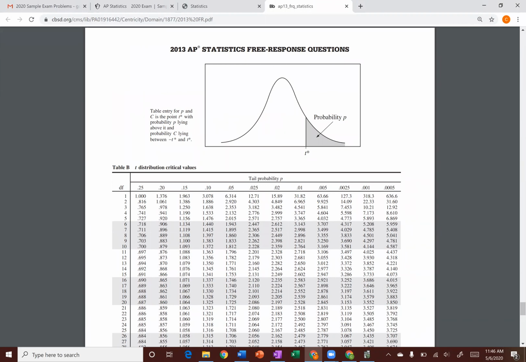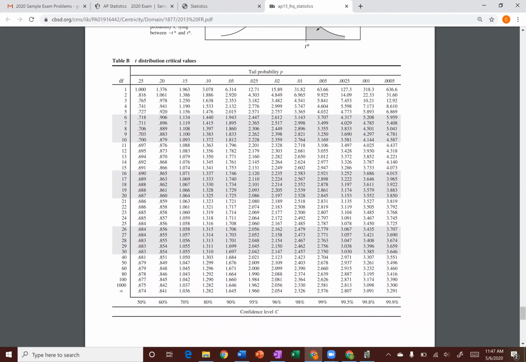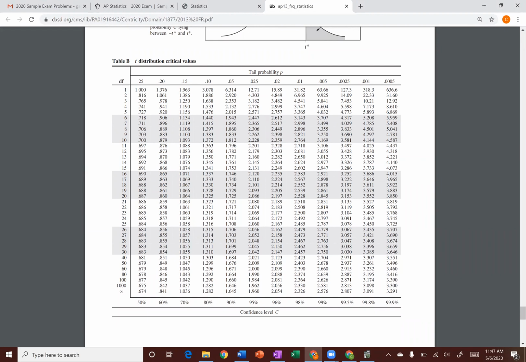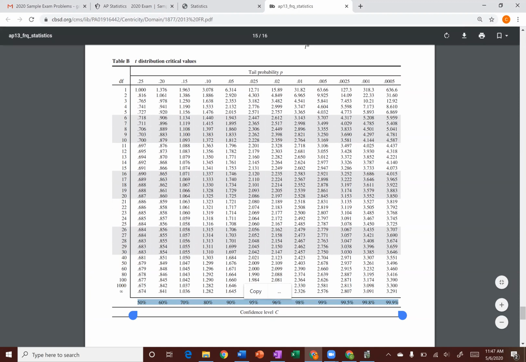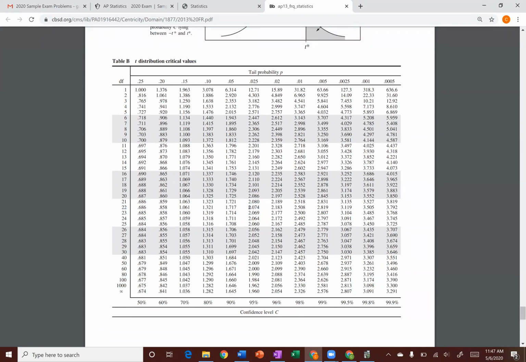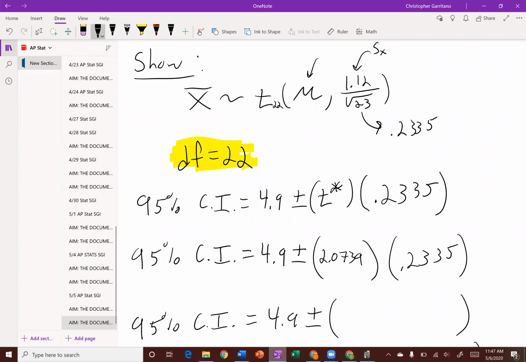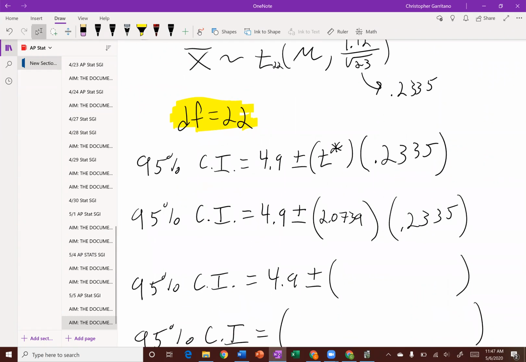So what we're looking for is the T star value for something that has a 95% confidence level with degrees of freedom 22. And if you take a look at the bottom here, we have a confidence level axis. And so I'm interested in the 95% confidence level, this guy right here in the middle. And I'm going to go to the degrees of freedom column. And of course, I'm interested in when my degrees of freedom are 22. And where do those columns meet up? Anyway, you get the idea, 2.074, which is pretty much the number that we put in here. So just wanted to show you the consistency.